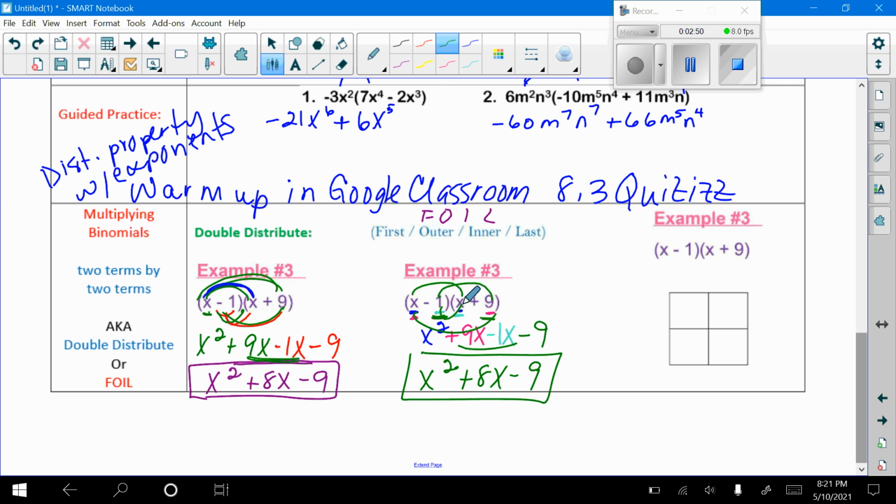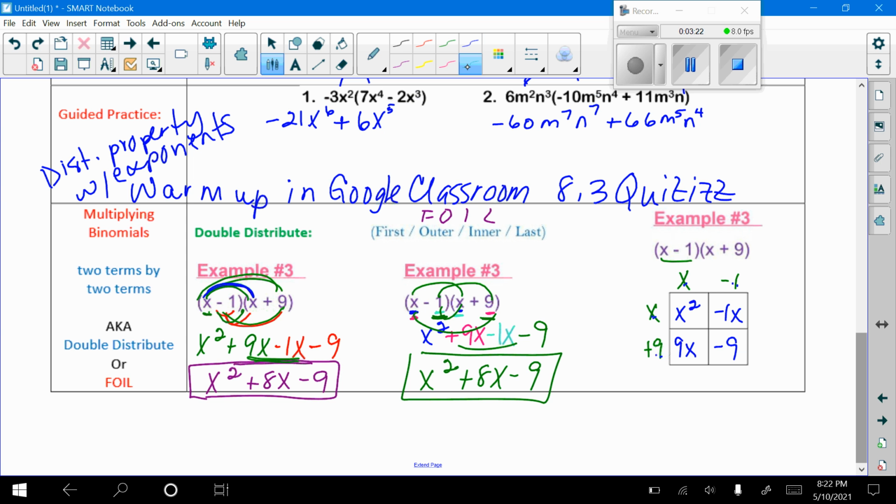Now, the box method is a little different in that I'm going to have a binomial, so 2 terms by 2 terms. I'm going to say x minus 1, so x, and then minus 1 is a term. And then we have x, and 9, or positive 9, is a term. And now we're going to do kind of like what you would have way back in elementary school, where you have x times x gives you x squared. X times negative 1 gives me negative 1x. X times positive 9 gives me 9x. And 9 times negative 1 is negative 9.